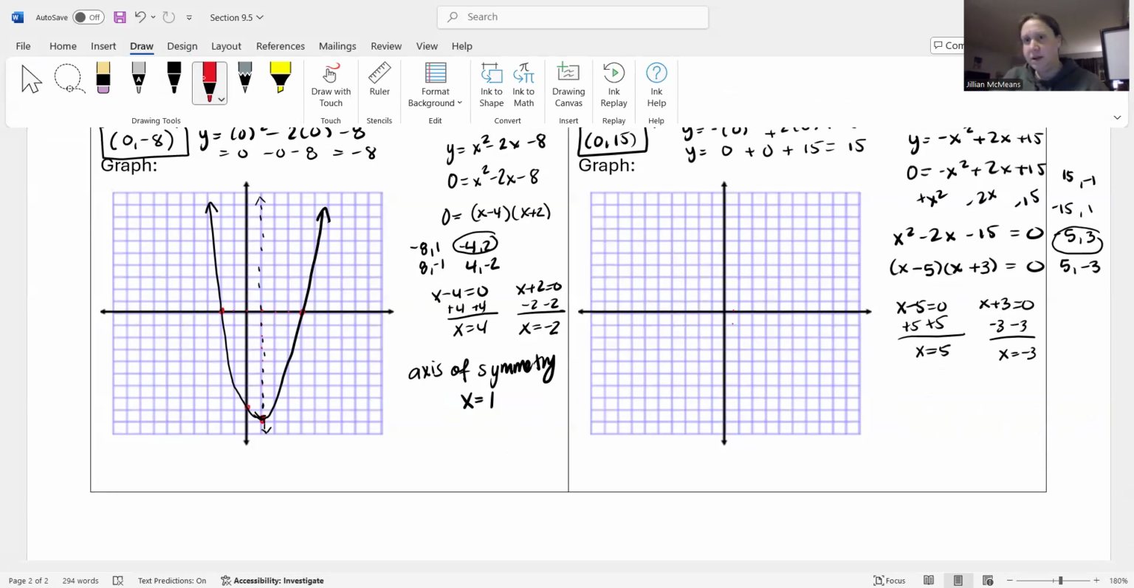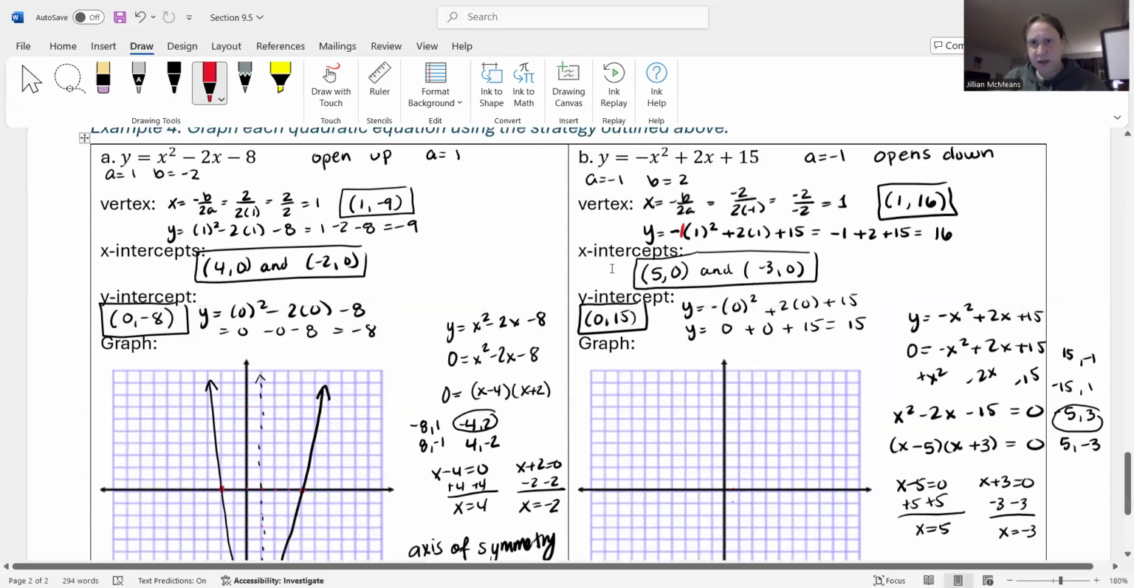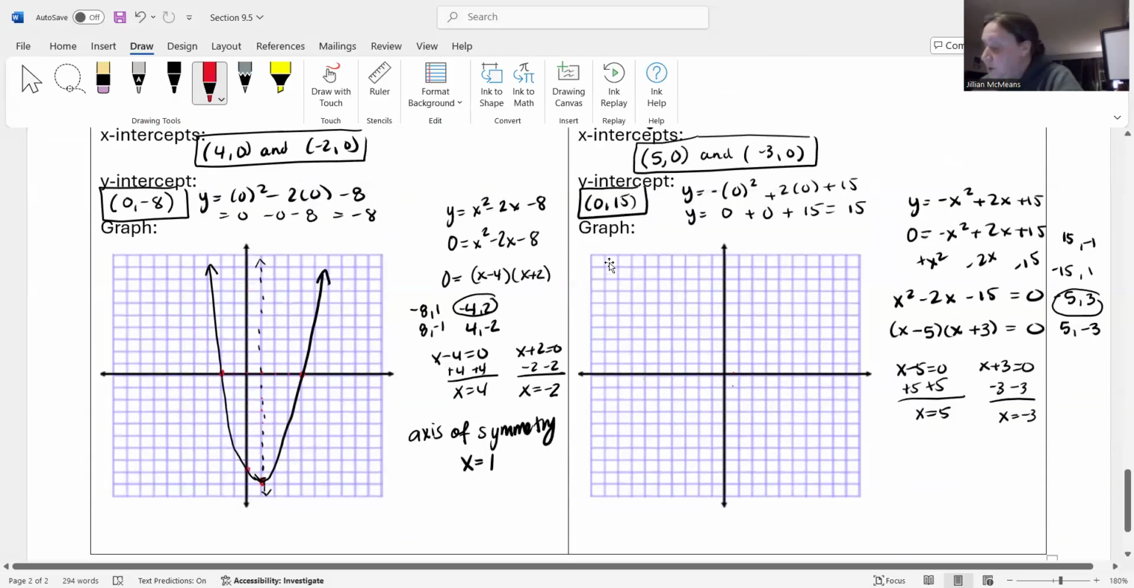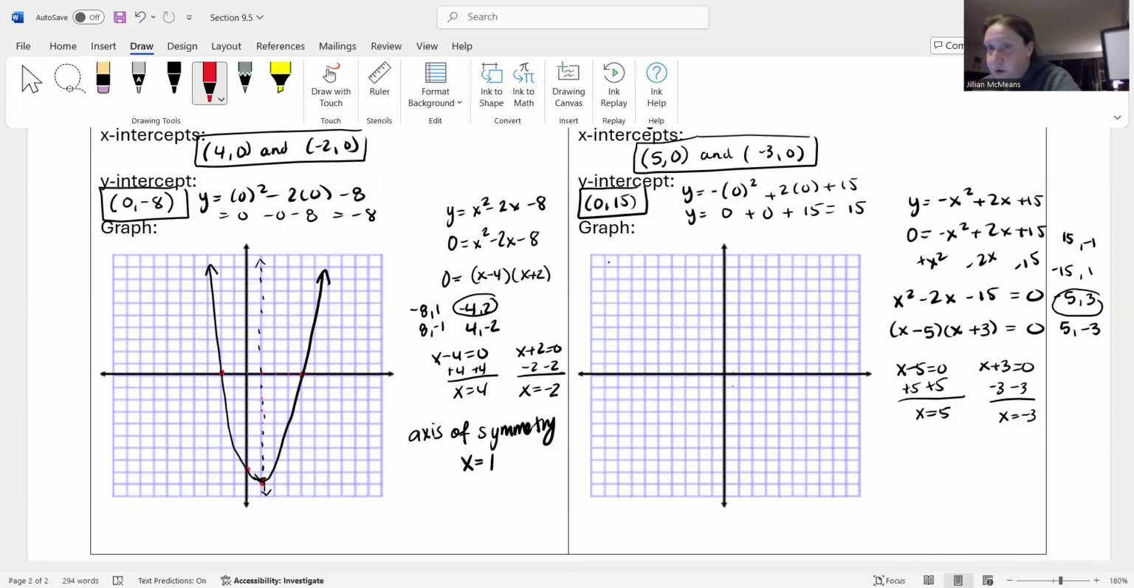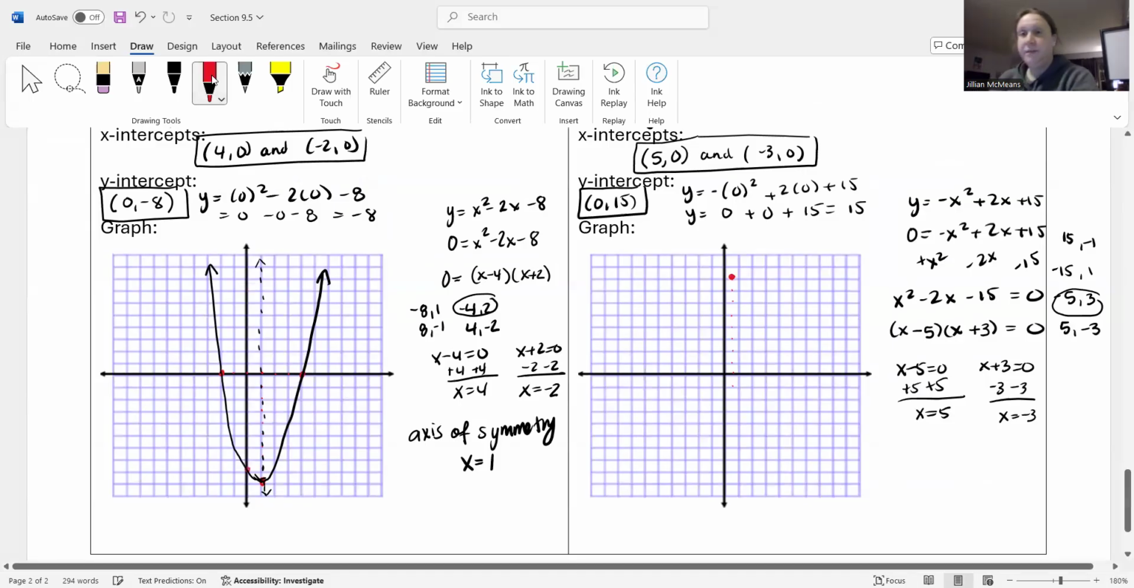Wait, was it 1, 16 or 1, negative 16? It was 1, 16. Okay, so we'll go up. So we'll go to the right one, which is halfway over to that first box, and we're going to go up 2, 4, 6, 8, 10, 12, 14, and 16. So pretend that's that point right there.